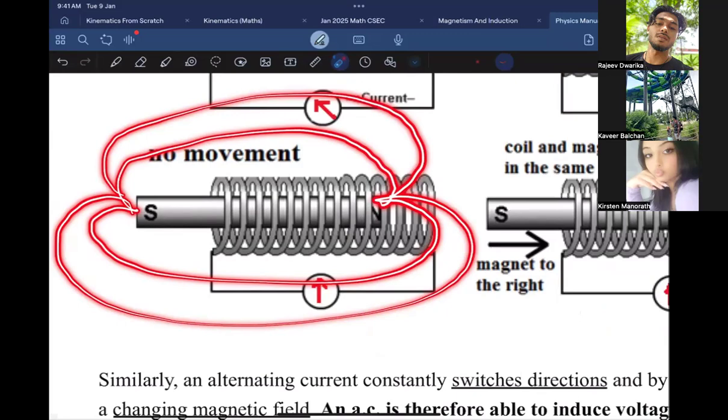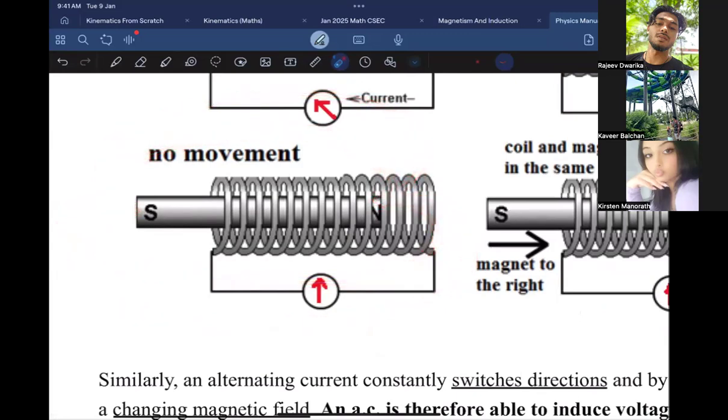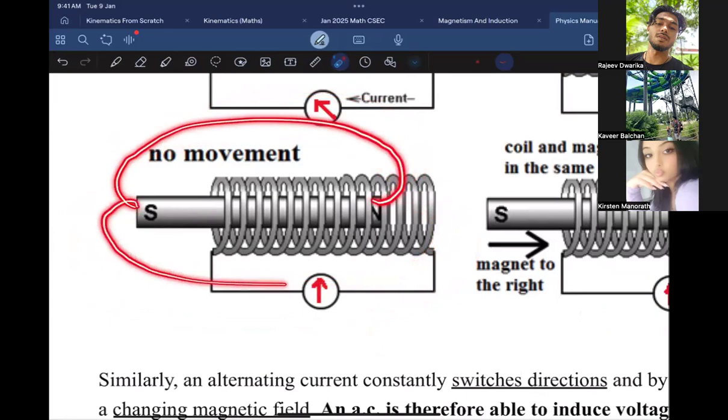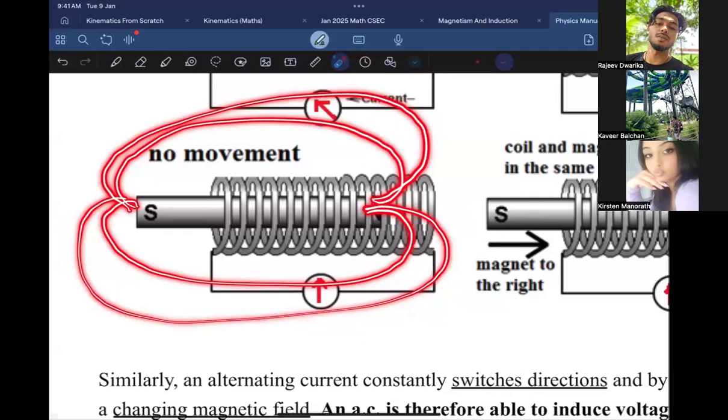Let me make sure I know what this is again. Kirsten, what do we call these lines here? What are these lines called? Magnetic flux. Yes, magnetic flux or magnetic field lines.